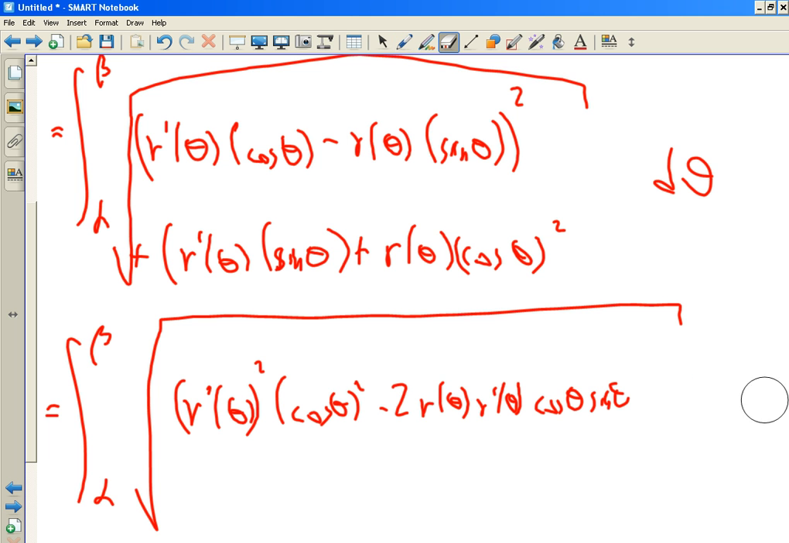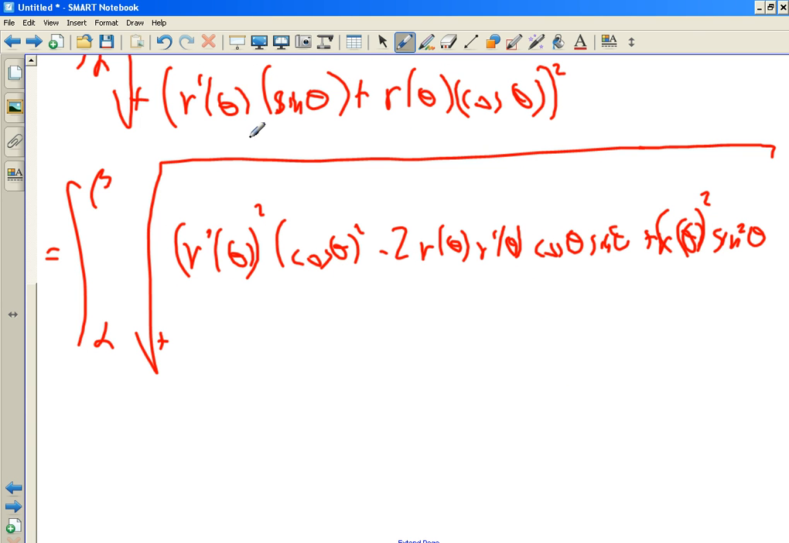It goes on and on and on, my friends. This is the song that never ends. Okay, plus r theta squared, sine squared, plus this thing squared. Okay, so plus this thing squared. All right, so this thing squared: r prime theta all squared, sine theta squared. Plus 2 of these, plus 2 r theta, r prime theta.